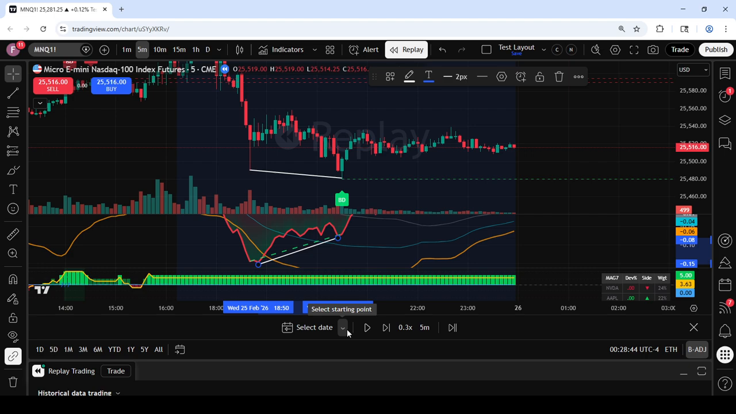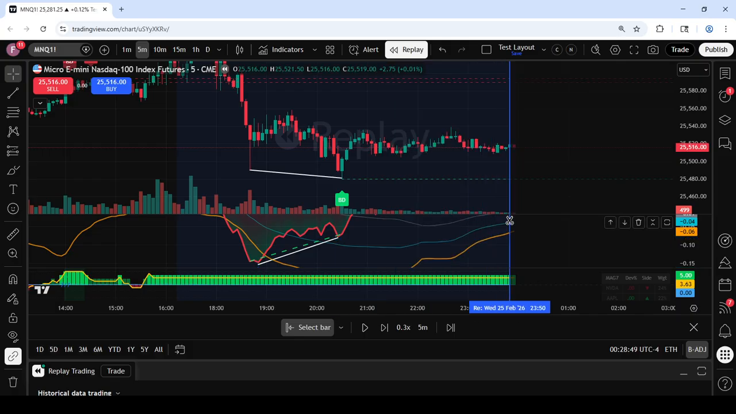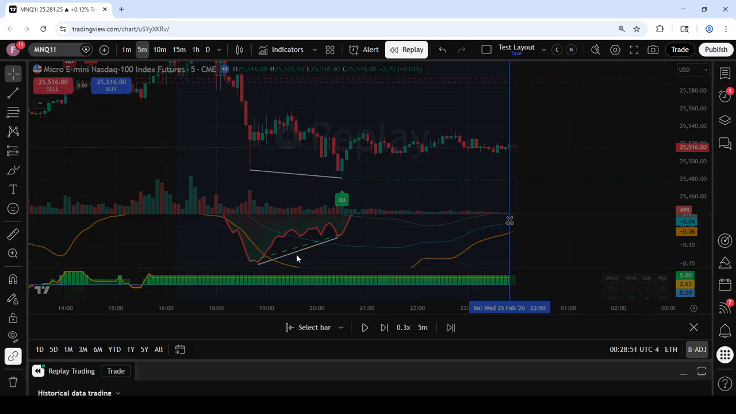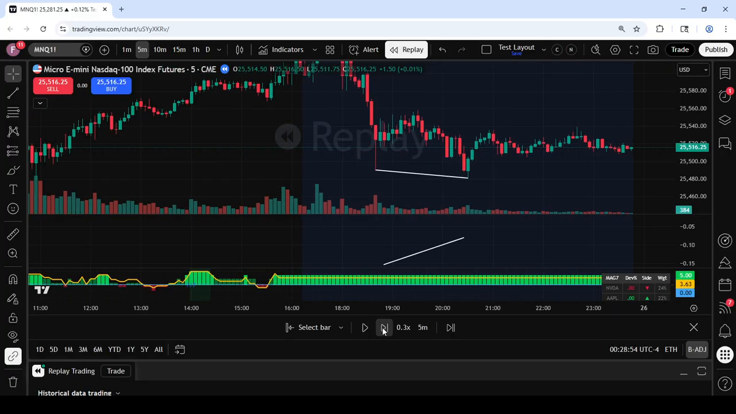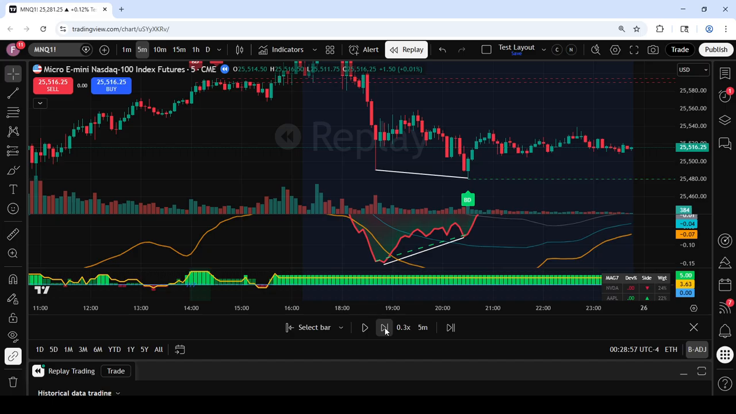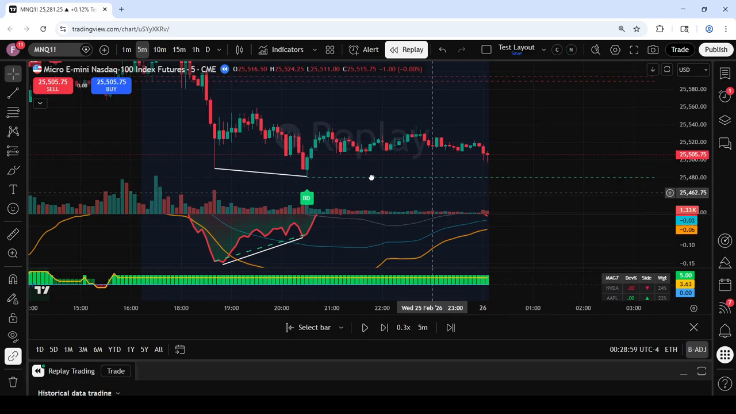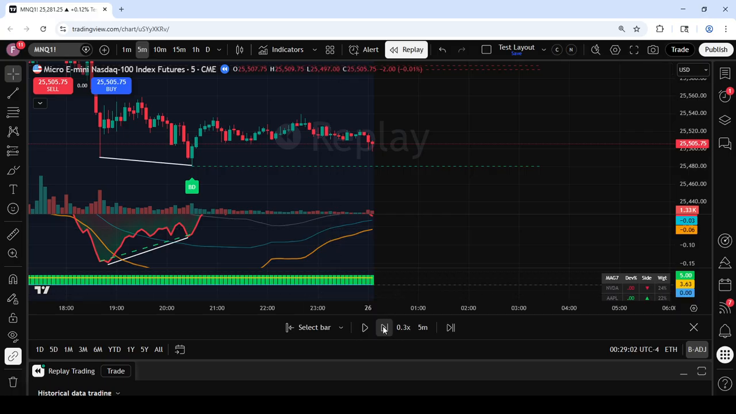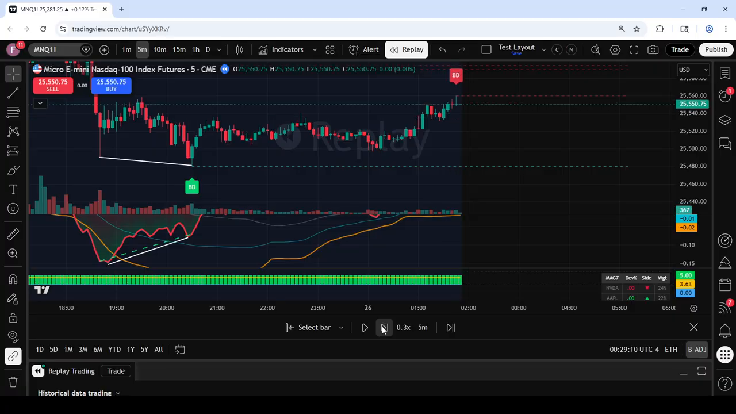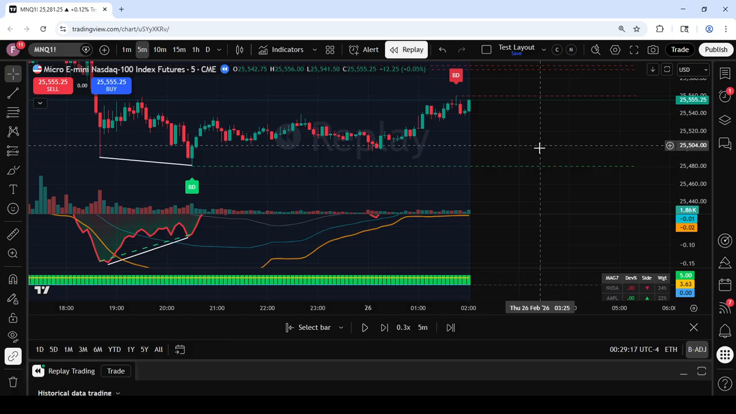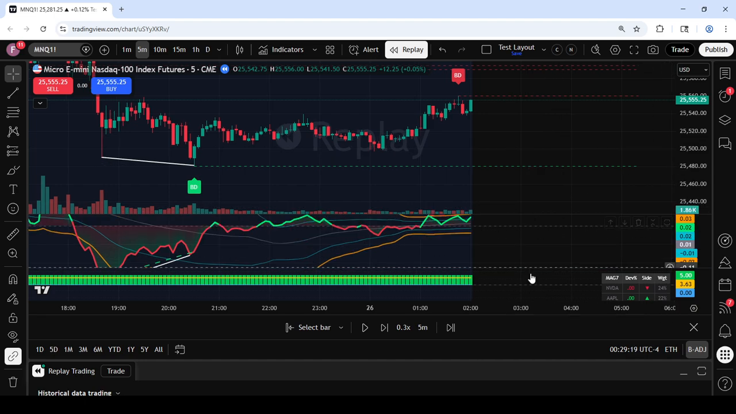Anyways, we will select a bar here, and we begin trading. So let's go. You step forward. Oh, all right, I went too fast there. All right, so we've got bearish divergence.